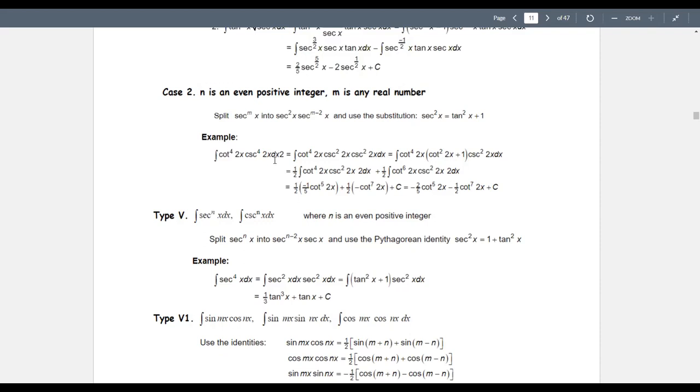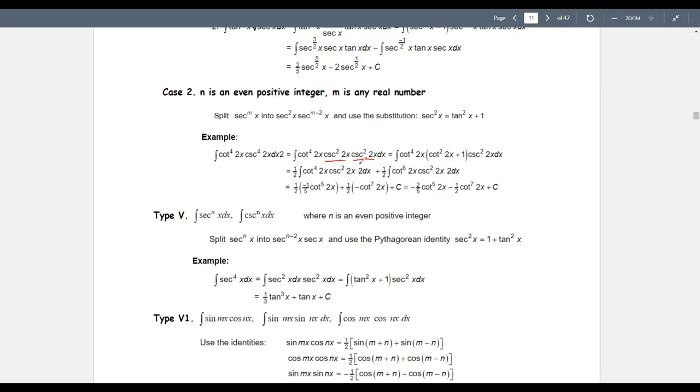So the instruction is, your cosecant, this one is secant. Meaning you are to touch the cosecant. The cosecant should be split. You take away cosecant squared from it, and the other will be kept as is. So you have this one now: from your cotangent to the fourth of 2x, you have cosecant squared 2x, and cosecant squared 2x taken from the cosecant 2x raised to 4. So that's the 2 that you have there.